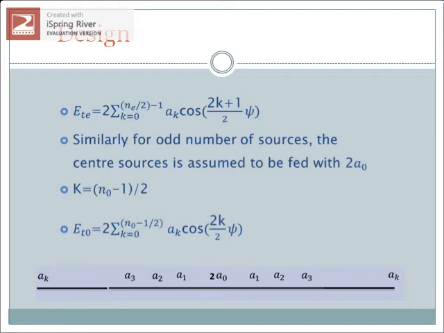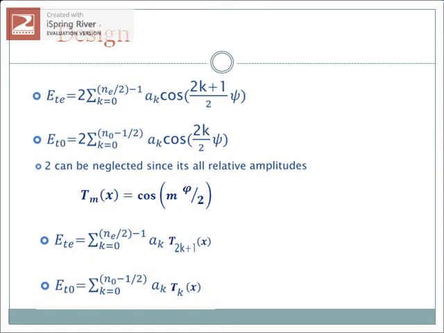Similarly, we consider an odd number of sources, denoted by NO. The suffix O represents an odd number of sources, where the center source is assumed to be fed with 2A0. Center amplitude is 2A0, that is shown in the figure, and the relation between K and NO is given by K is equal to (NO minus 1) divided by 2, and the total electric field is given by the expression ETO is equal to 2 into summation over K varies from 0 to (NO minus 1) divided by 2 of AK cos 2K by 2 into psi. That is the general expression. The total electric field of the sources is given by these two expressions.